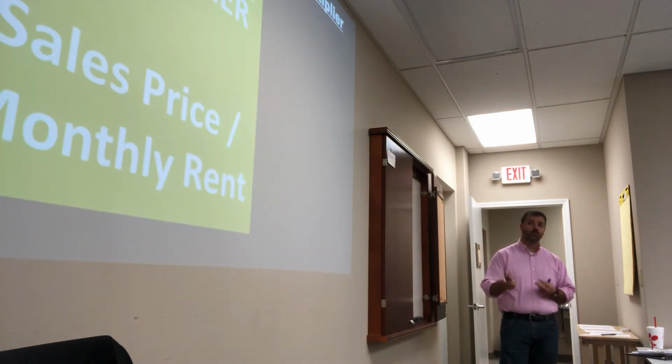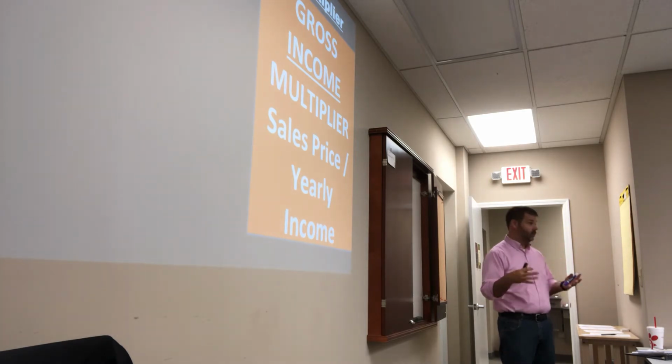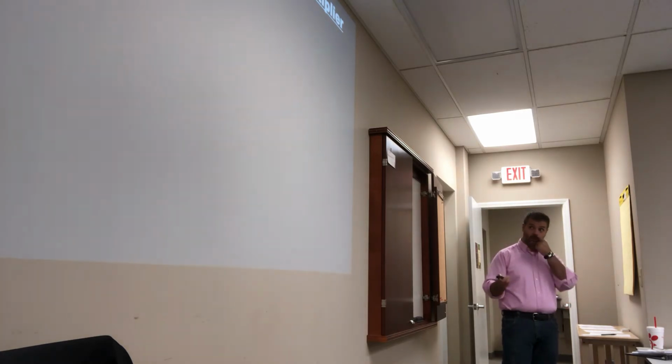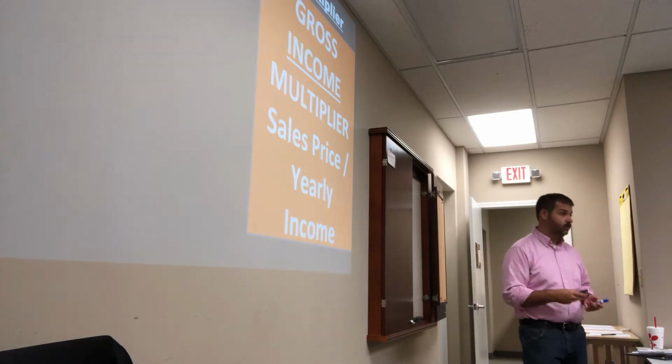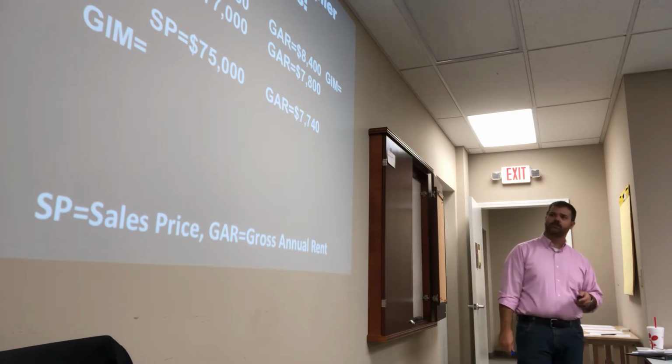The biggest difference is the gross rent multiplier is on a monthly basis. So you're going to take the sales price divided by your monthly rent. Gross income multiplier is the sales price divided by the yearly income. So think of your income being your annual income, right? And your monthly being your monthly rent. Make sense? Otherwise, it's sales price divided by either monthly rent for gross rent or yearly for your income. Okay, that's your formula. It's not too tough.